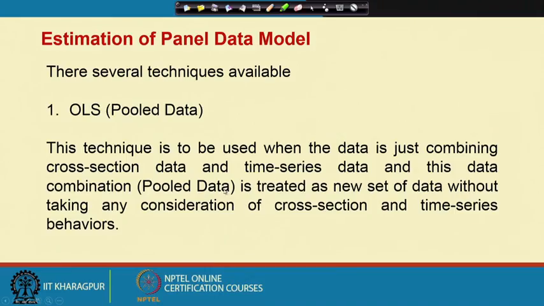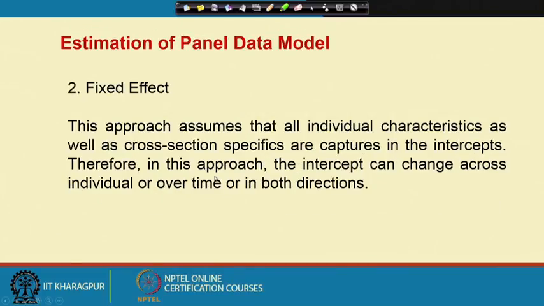And in the case of OLS pooled data, the technique is to be used when the data is just combining the cross sectional data and the time series data, and then doing the analysis like a simple regression structure, without giving any importance to cross sectional hint and the time series hint. So, this is what pooled data structure is.